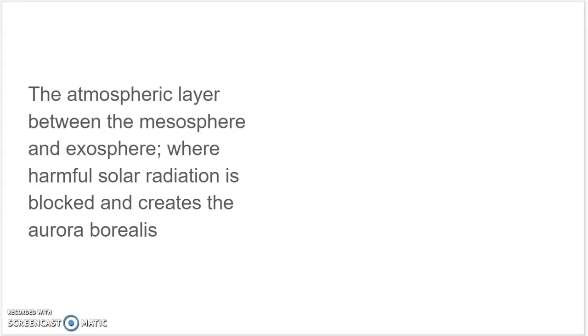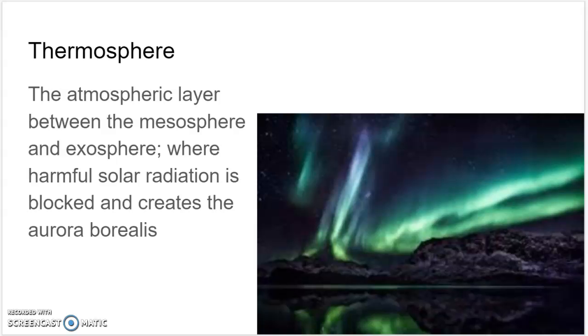What do we call the atmospheric layer between the mesosphere and the exosphere, where harmful solar radiation is blocked and it creates the aurora borealis? We call that the thermosphere. And in this case, ultraviolet radiation we said was down in the ozone layer in the stratosphere. Here we're talking about other types of radiation like gamma rays and X-rays, things that are way more harmful than UV rays.